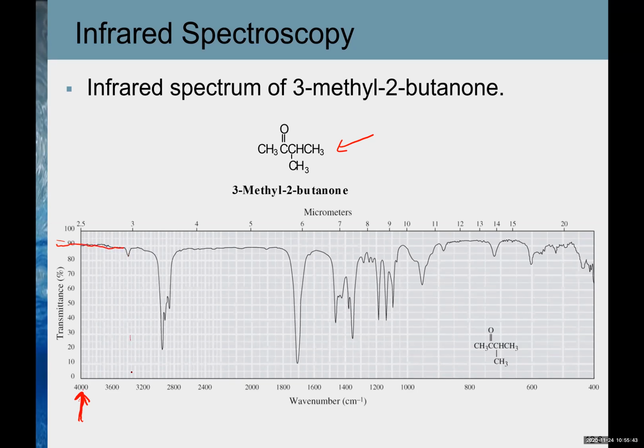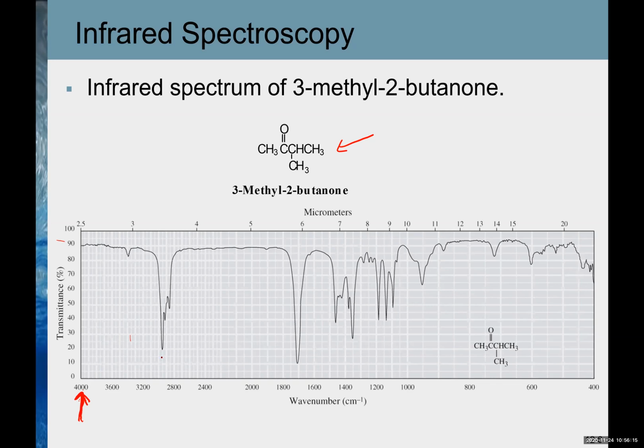And at this level, which is about, what is that, 33-ish something, 3,300 wave number, right? Something is absorbed, but that's a really low absorption. If the baseline is 90, how much percent light is absorbed here? 6 or 7%, right? Not a high amount of absorption. So tiny peaks, many times we ignore. We just focus on the main peaks.